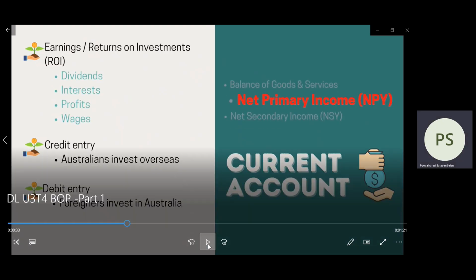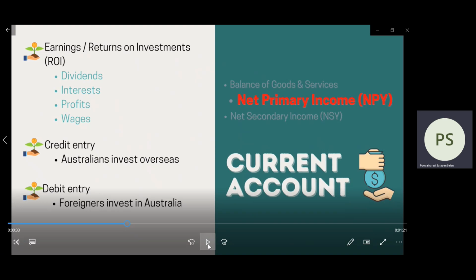Okay, next component in our current account is net primary income. Okay, it records earnings or return on investment, such as dividends, interest, profit, wages. Okay, if Australians invest overseas and then they receive these dividends or interest, we record it under credit entry. Okay, if foreigners have invested in Australia and we have to actually pay them the dividends or interest, then we record it under debit entry.